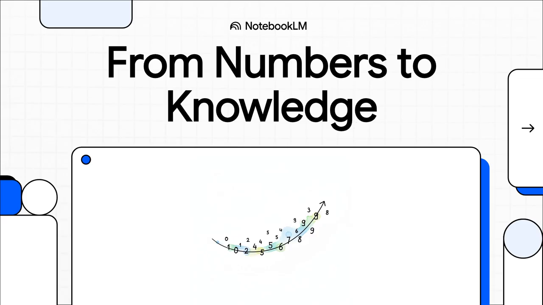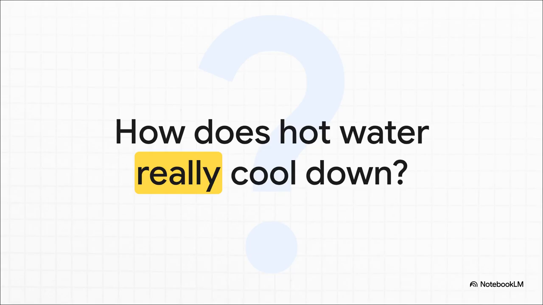Let's get into it. So we'll start with a super simple question, something you've probably seen 1,000 times. You pour a hot cup of coffee or tea. How does it actually cool down? I mean, does the temperature just drop steadily, nice and even? Or is there something a little more interesting going on? Well, we're about to find out.